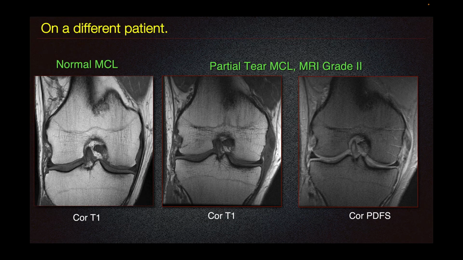This is in a different patient. Here, a quick review of our normal medial collateral ligament. We can see a dark band arising from the distal femur to the tibia without any irregularity.